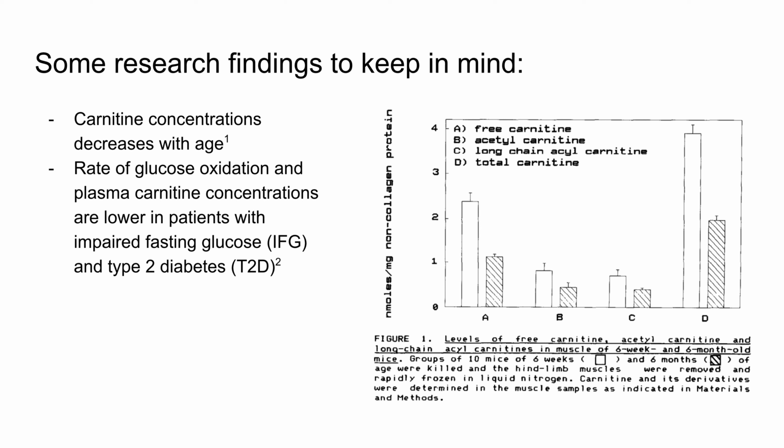Additionally, another study showed that the rate of glucose oxidation and plasma carnitine levels were actually lower in people with impaired fasting glucose, also called prediabetes, that when paired with impaired glucose tolerance can be a sign of insulin resistance, and it is also lower in patients with type 2 diabetes as well.